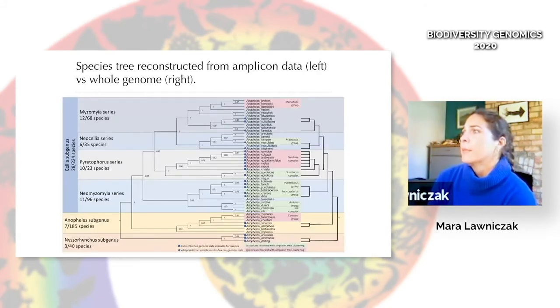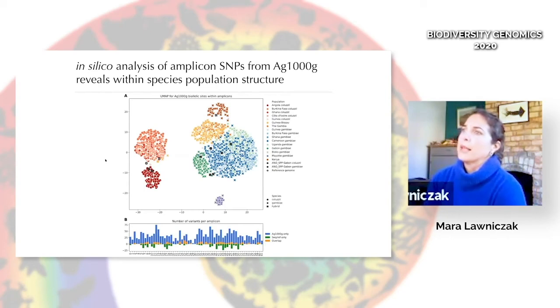Here's a species tree, and on the left is the data from the targeted amplicon sequencing, the estimated phylogenetic relationships. On the right is the tree from the reference genomes, and these are very similar in their estimates of relatedness. Here we've done an in silico analysis of the Anopheles gambiae 1000 Genomes data, where we pretended that we PCR amplified all those individuals, and we can see that it works very well to differentiate coluzzii and gambiae too.